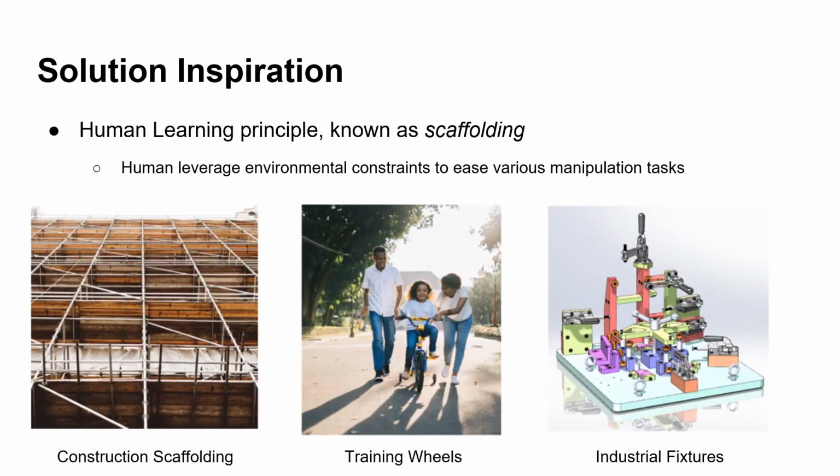Human beings encounter a lot of such challenging manipulation tasks, but they are able to leverage the environment to ease the various tasks. For example, in order to build high-rise buildings, construction workers use scaffolds to temporarily support the material and get access to heights and areas. Parents provide training wheels to their children to help them learn how to ride bicycles. And in industries, workers use fixtures to guide the robots in manufacturing procedures.